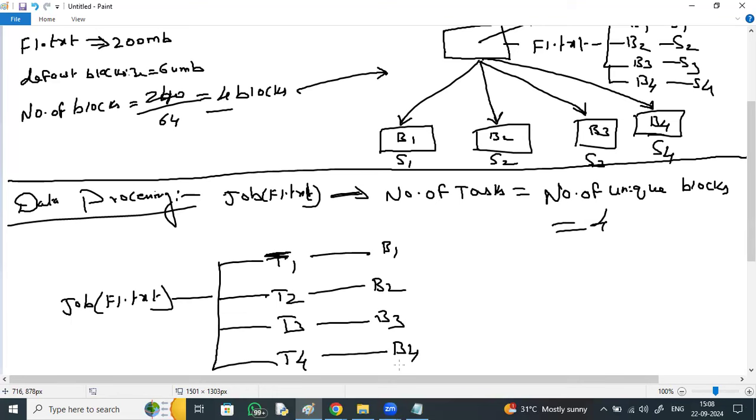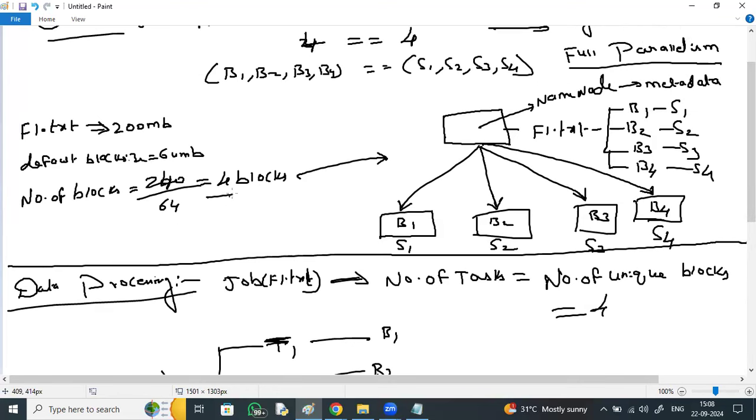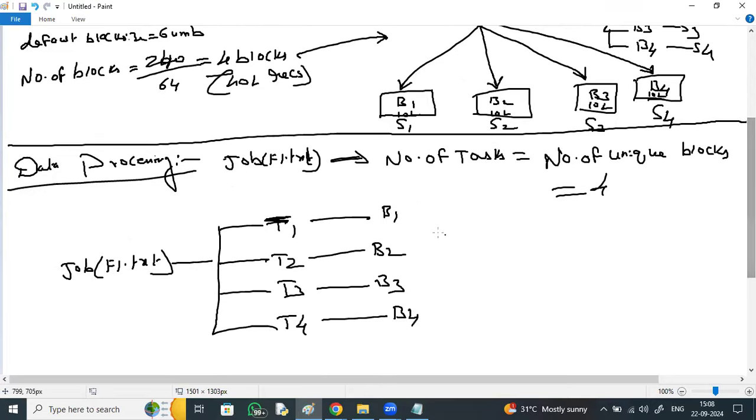Now try to answer the T1 task. So assume 40 lakh records are there. 10 lakh records in this, 10 lakh records in this, 10 lakh records in this, 10 lakh records in this. They are processed parallelly, right? Multiple systems. Who should execute this T1 task? Who has to execute this B1? That is, T1 task is for executing B1.